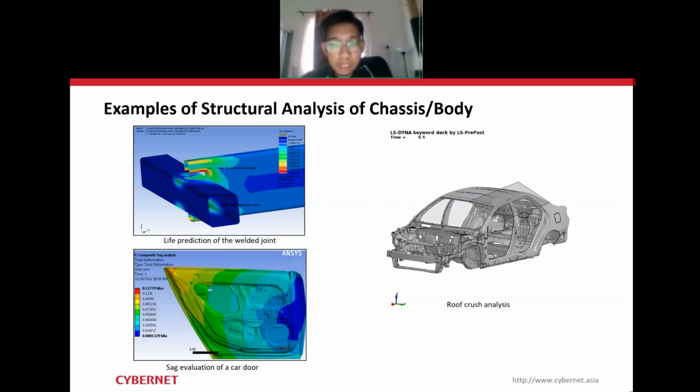And then another example here is the sag evaluation of a car door, where you would like to evaluate the deformation of the components due to gravity or maybe other kinds of loading as well. And then you can also determine the chassis strength when subjected to an impact loading, something like a roof crush analysis.